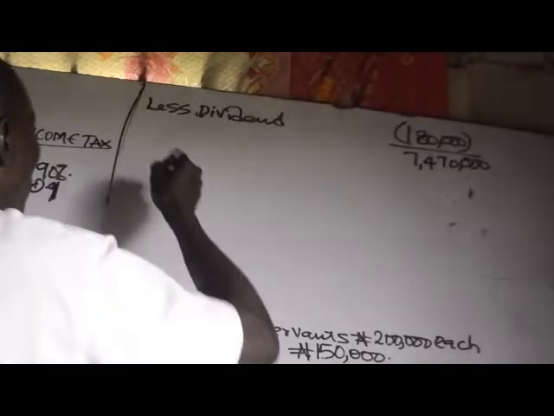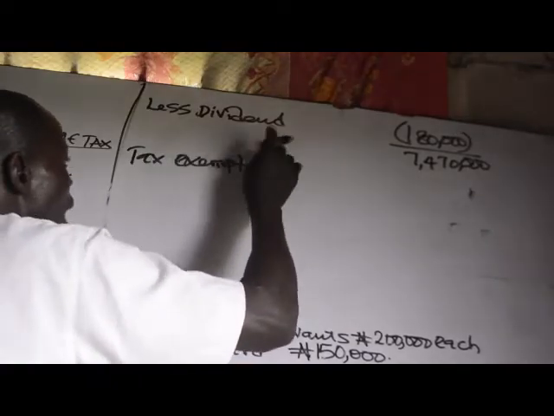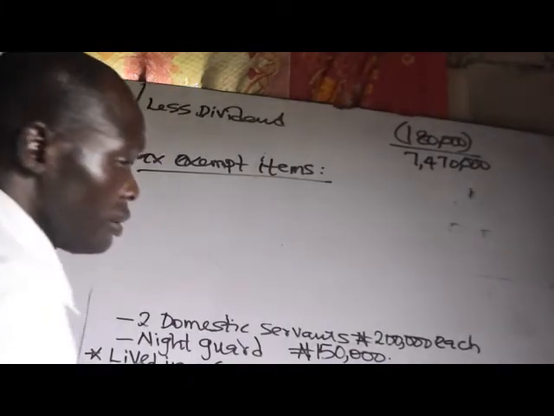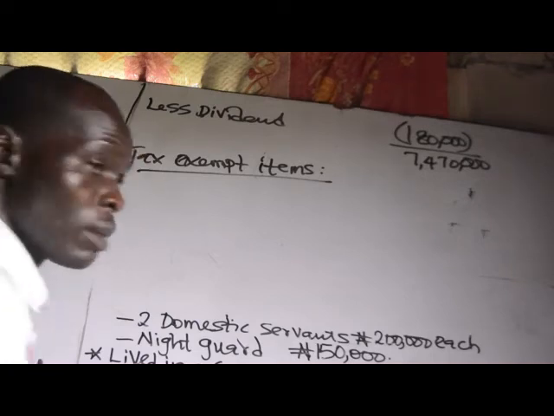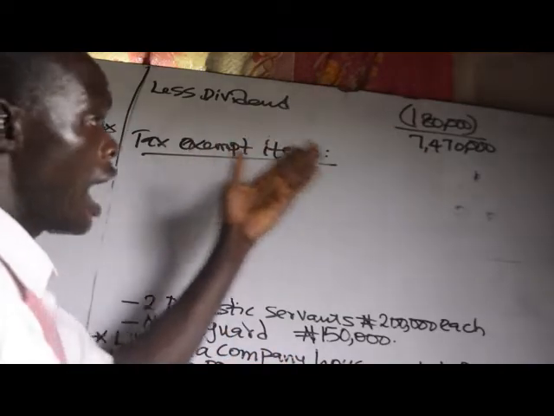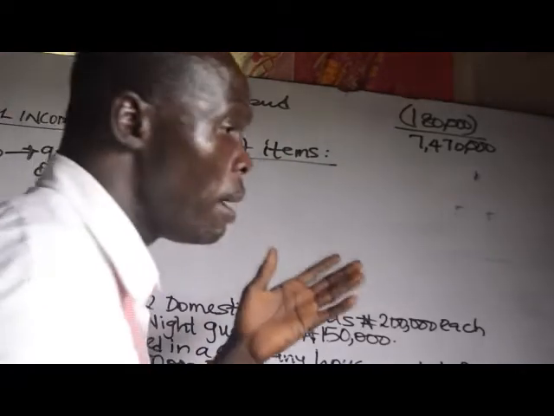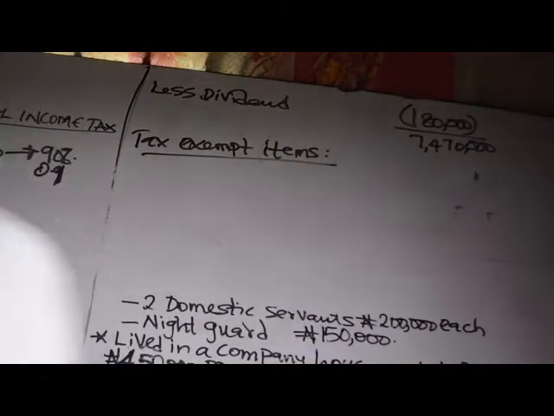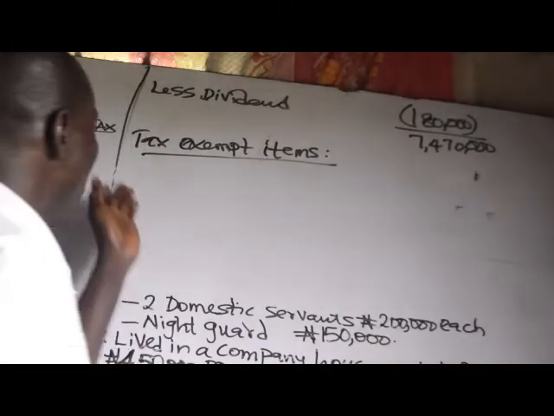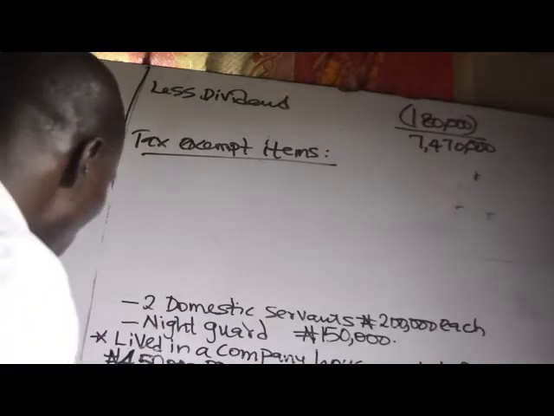After this, you now consider the tax exempt deductions or items. I made mention of 5 different items under this heading in my previous explanation: National Housing Funds Contribution, National Health Insurance Scheme, then Life Assurance Premium. I equally made mention of the gratuity as well as National Pension Scheme. Those are the 5 items that will fall under the tax-exempt items. Now let's go through the question to see if you have any of them.